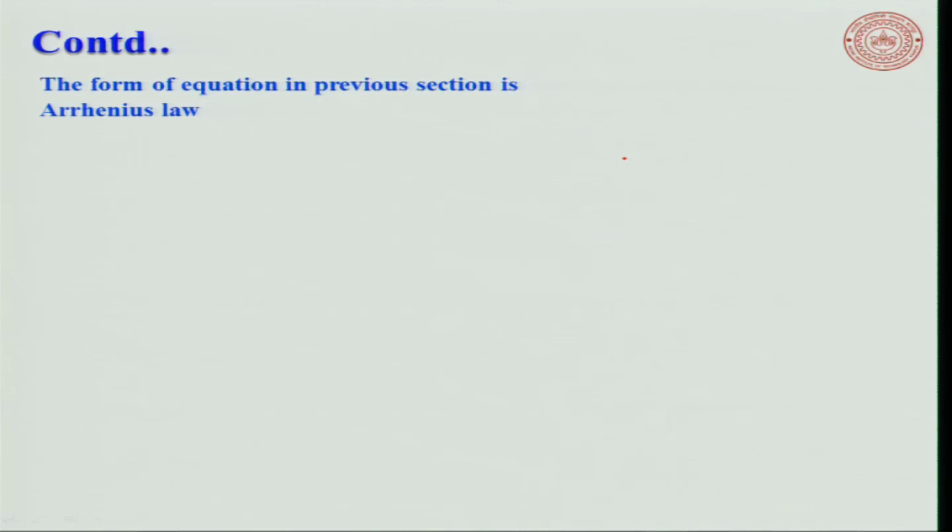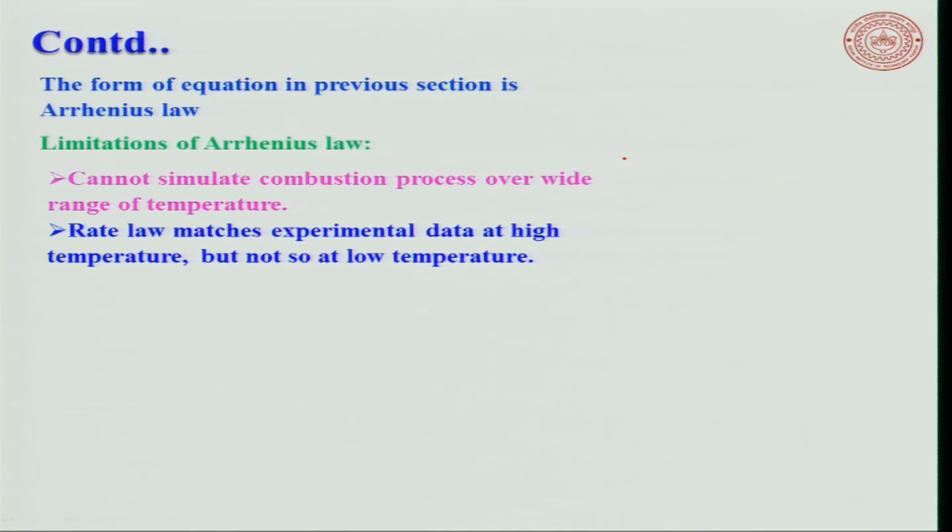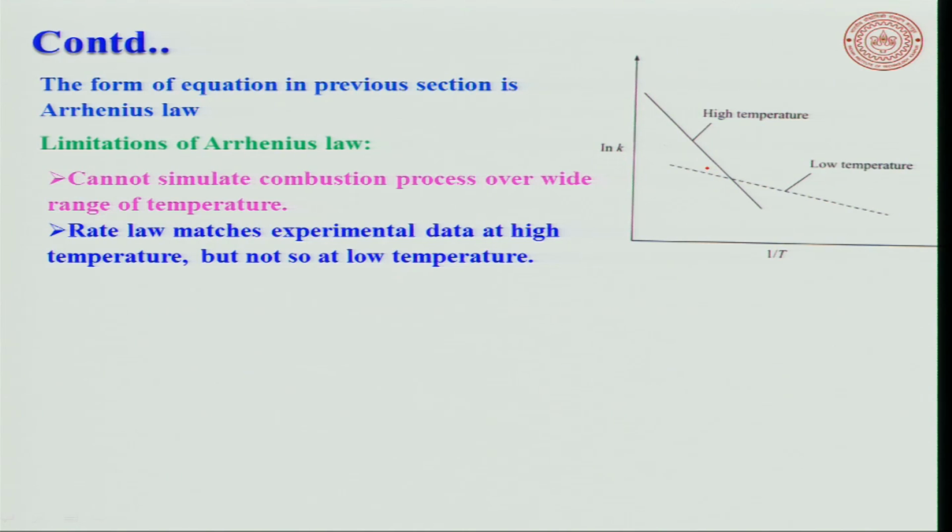So, the form of equation from the previous section is known as the Arrhenius law, right. But there is a limitation of this Arrhenius law: it cannot simulate the combustion process over a wide range of temperature. That is the limitation, and the rate law matches experimental data at high temperature. Of course, it may not match at low temperature. For example, this portion it may not match, but it is matching in this portion, because this curve corresponds to low temperature.